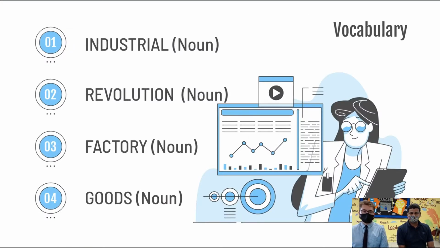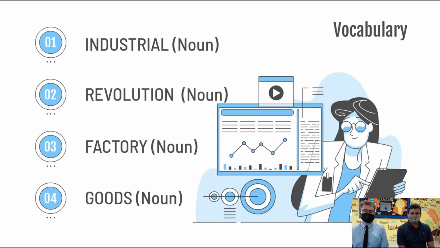The vocabulary, the first one, industrial. That's like a factory. It's like where they produce the material. You have all the robots and all the machines.